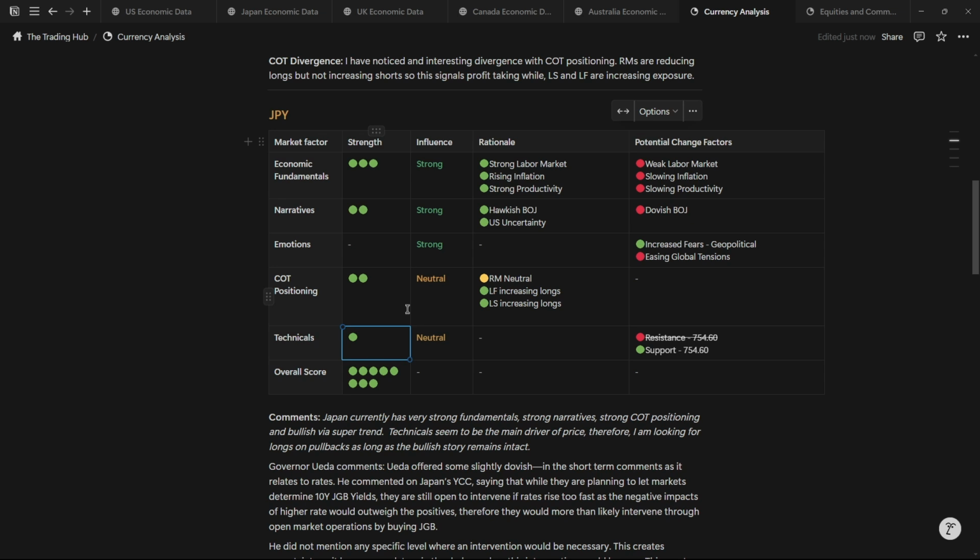So at resistance, you will see probably profit taking, people starting to sell, and at supports, you will probably see people starting to add to positions and so forth. So whenever you have a good economic backdrop, good narratives and so forth, technicals play a more important role than the fundamentals when everything looks great for an economy.